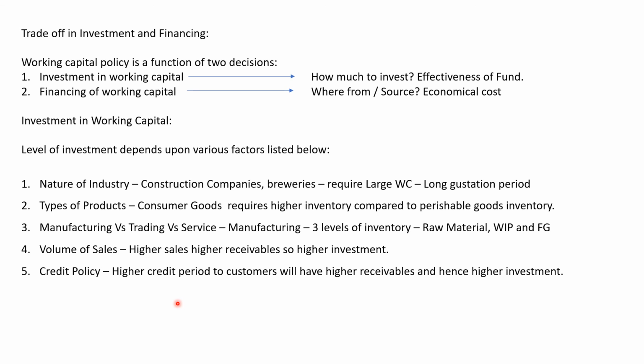Next, manufacturing versus trading versus service. In case of manufacturing, you have to procure material, you have to manufacture it, you have to sell the finished products. So the investment is at 3 levels, that is raw material, work in progress, and finished products. But in case of trading, you are procuring and selling it. So compared to manufacturing, the turnaround time may be less in trading or service.